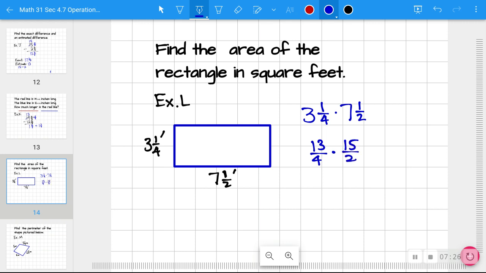And it doesn't look like anything at all cancels here. So we're going to go 13 times 15 is 195/8. And that problem's done. These are square feet, by the way. So this is how you write it, but you say square feet.